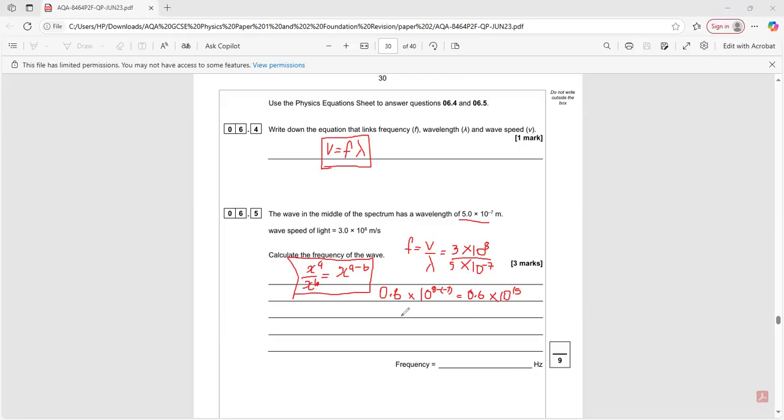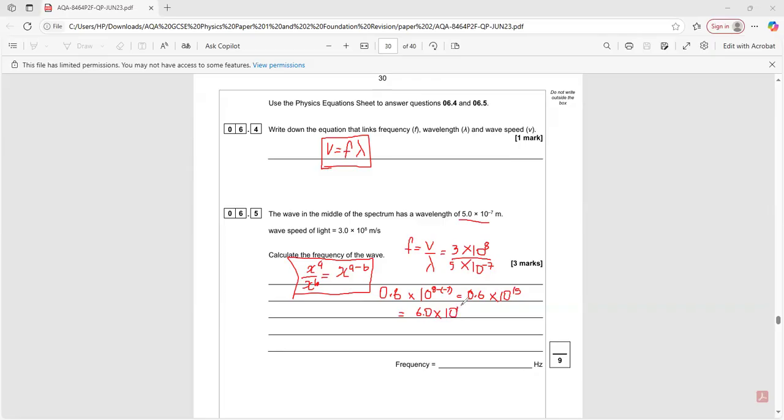To make it standard form, we're going to take one of the 10s from this 10 raised to power 15 and multiply by this 0.6. That 0.6 will become 6.0. Anytime you multiply something by 10, the decimal point will move one place to the right, because there's only one zero in 10. Then the 10 raised to power 15 will now become 10 raised to power 14.